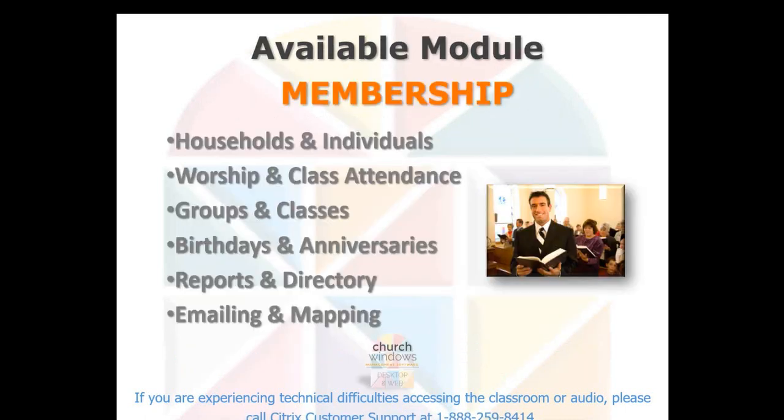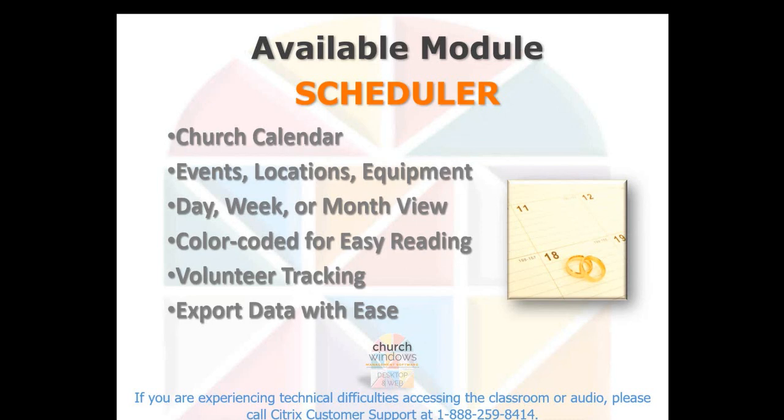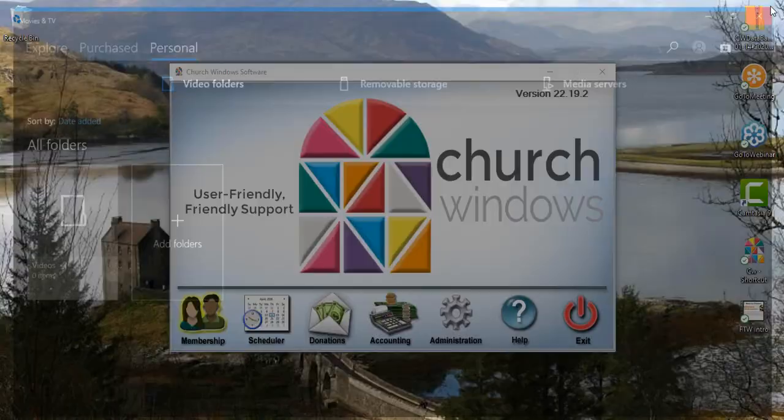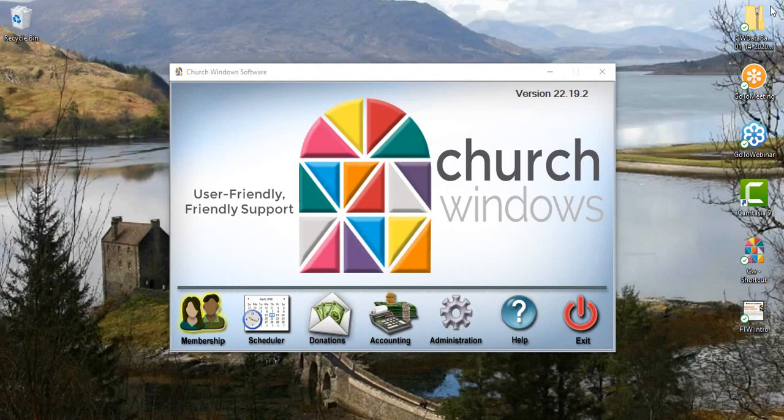Today we're going to be talking about creating a mail merge or an export from the membership module in Church Windows. We're going to be walking through that process, how to pull the people that you want, along with how to get the information for those people out of the program.